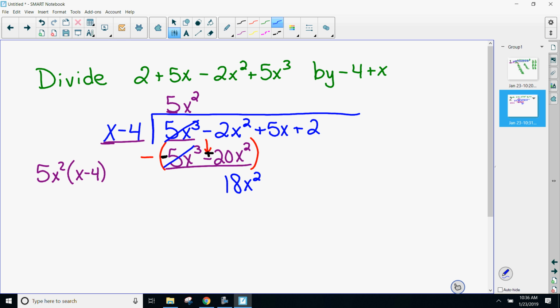And then what you are doing, this is what you're doing in that column. In that column, you have negative 2x squared. And then you have to subtract negative 20x squared. What happens when you subtract that negative 20x squared? It means you add it. So then you get negative 2x squared plus 20x squared. What does that give you? 18x squared.